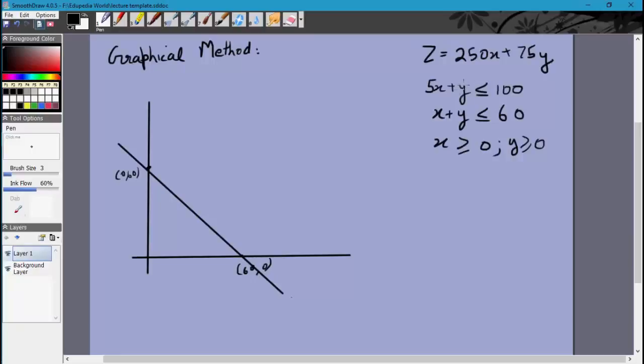Similarly, we have 5x plus y less than 100. So what is the equation 5x plus y equal to 100? Well, the best way I choose to look at it is you put each of them to 0. So for x plus y equal to 60, when x is 0, y is 60, this point. When y is 0, x is 60. Similarly here, when x is 0, y is 100. So we have this point 0, 100. And when y is 0, x is 20. So we have this point 20, 0.